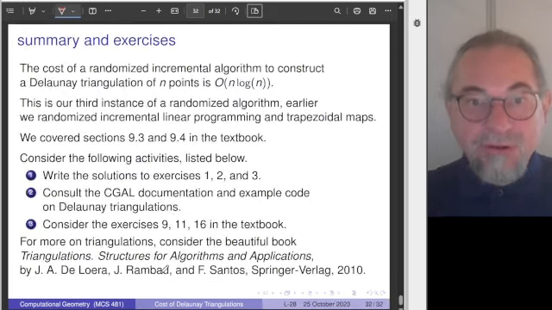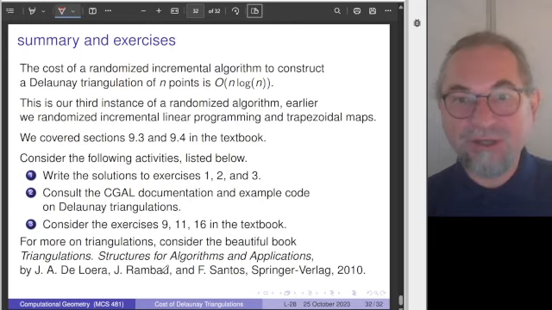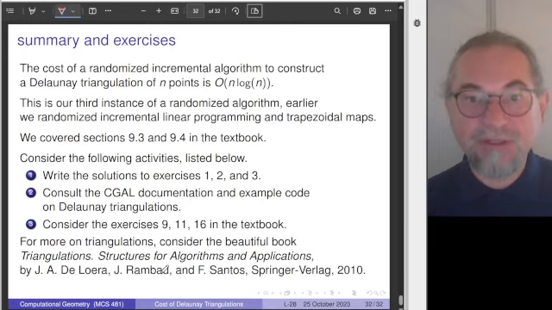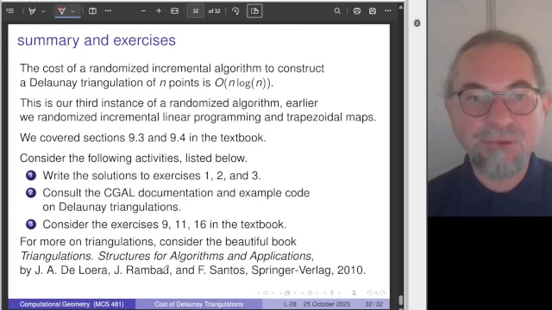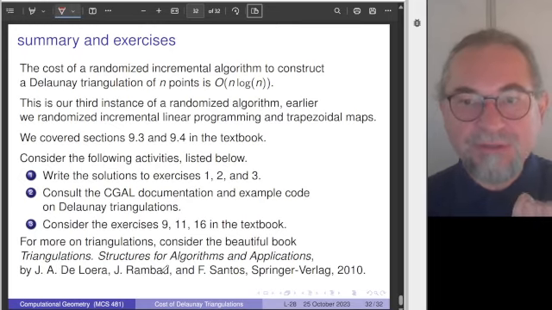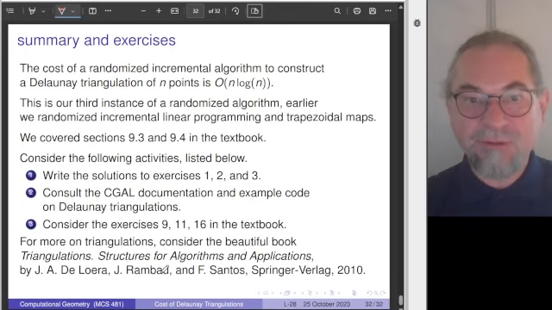Okay, so this is a complicated lecture, but quite easy to summarize. So the Delaunay triangulations can be constructed in n log n time on average, which means that we have to randomize our input. This is already the third time that we do a cost analysis. So the textbook continues with providing a unified framework for analyzing randomized algorithms.